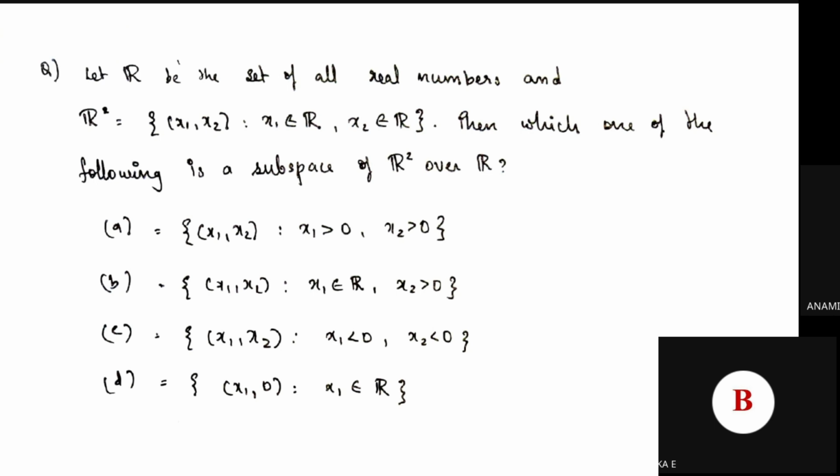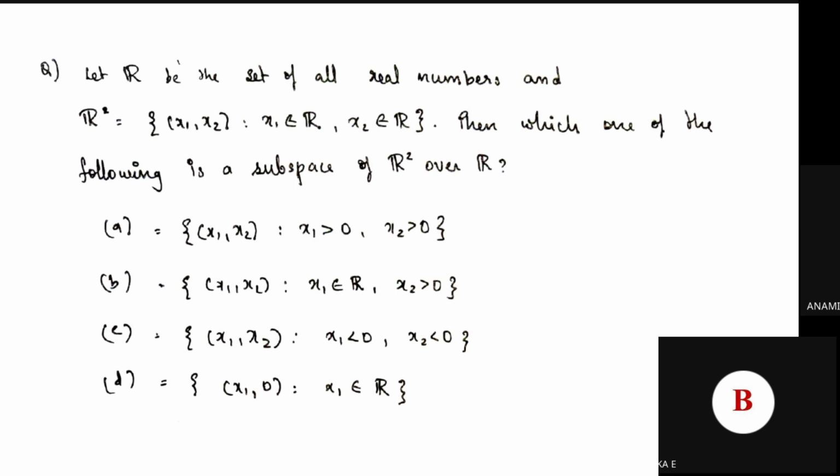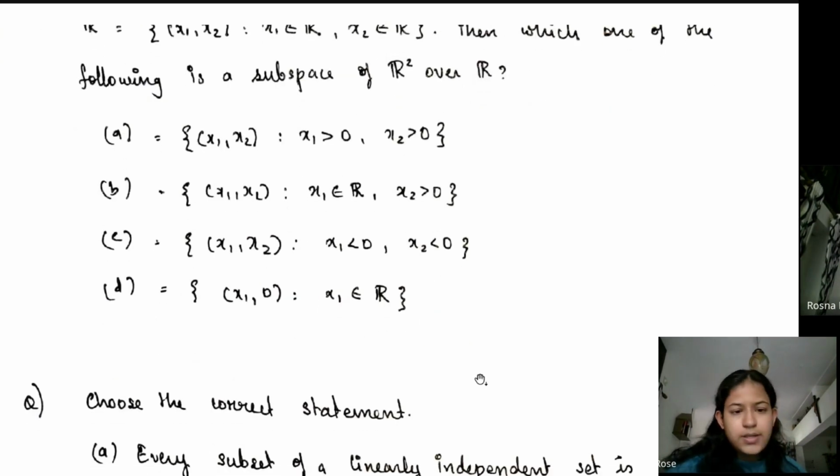Option A and option C are not correct because it will not contain the element 0, 0. And in option B, does it also contain 0, 0? No. Only D contains it. Yeah. So this is the easiest case. I hope that everybody got it.